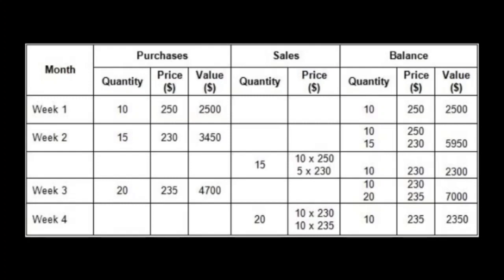Now at week 3, the company purchased 20 units at 235, and the total value is 4,700. Now the sequence shall be the same. Which was first shall be written first, and which came second shall be written second. So this 10 will be written first, and then this 20 shall be written second. Now the company has got a contract of selling 20 units. So we'll write in the same sequence: this was first, so this will be written first, and this was second. So out of this, 10 units will be sold and shall be written on the second number.